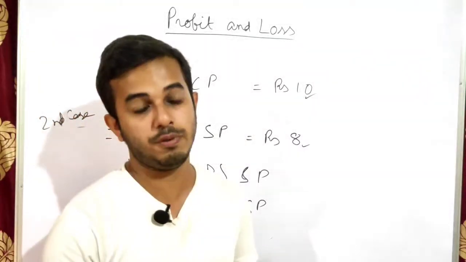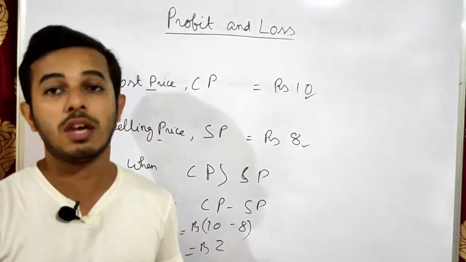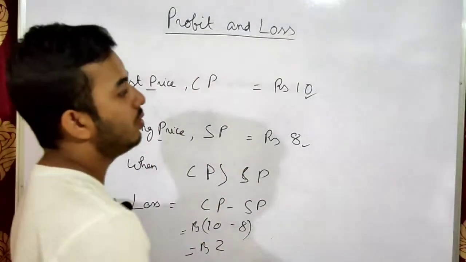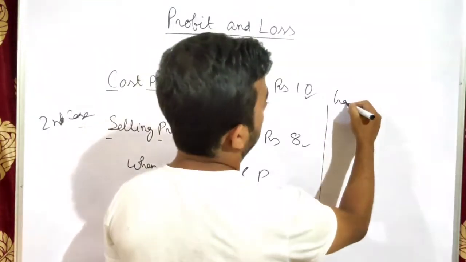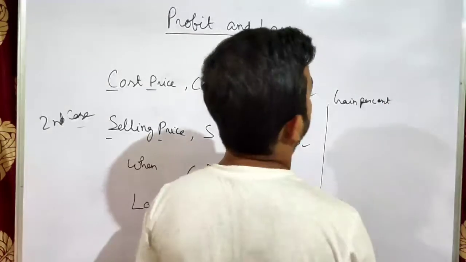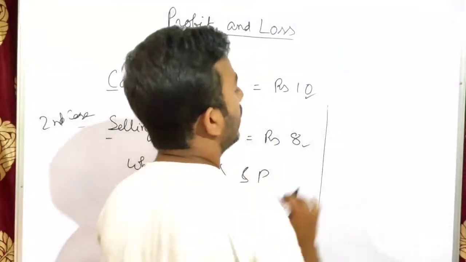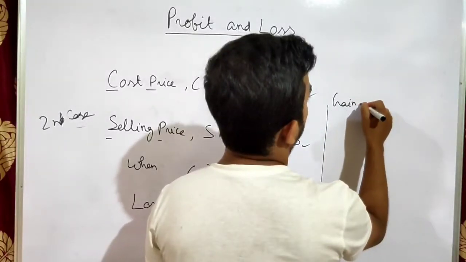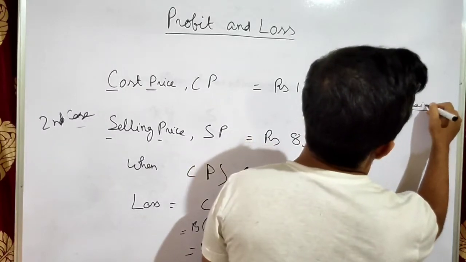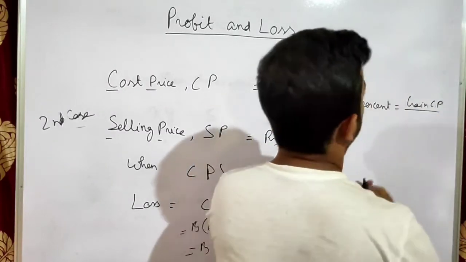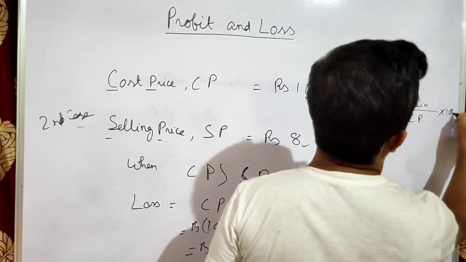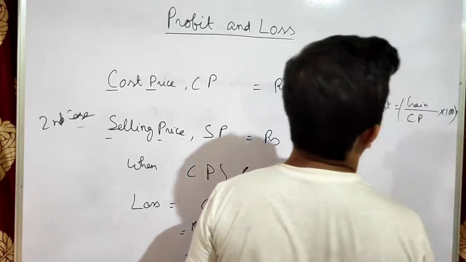So how to find profit percent? We can say it in another way, gain percent also, okay. We can find gain percent using the formula, look: gain percent equals gain by CP into 100, then put the percent sign, okay, gain by CP into 100.